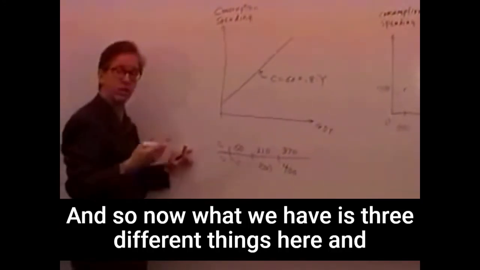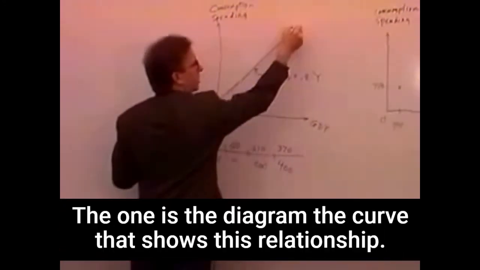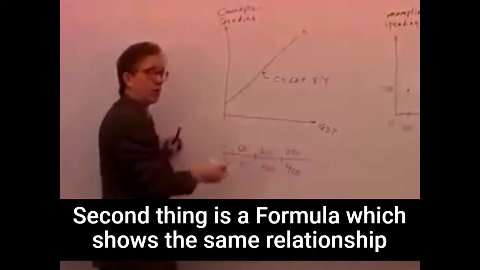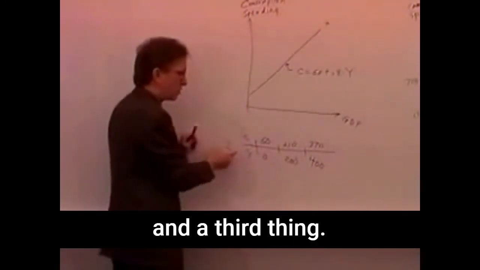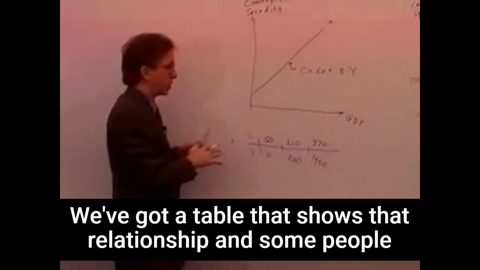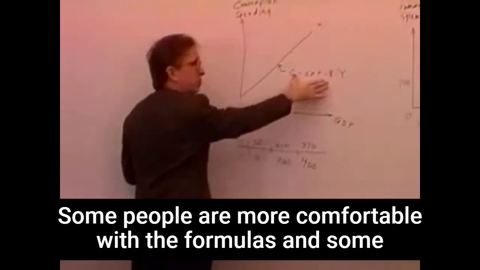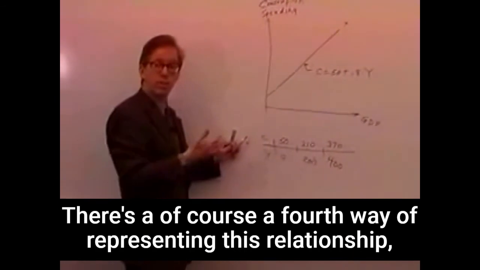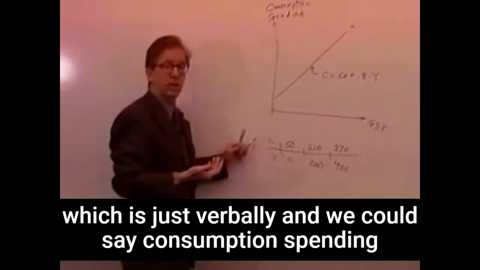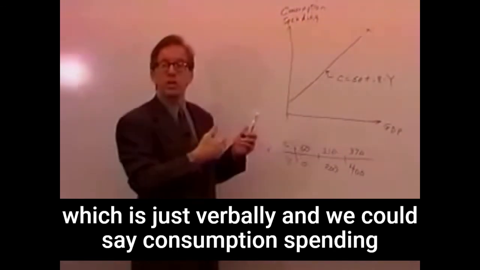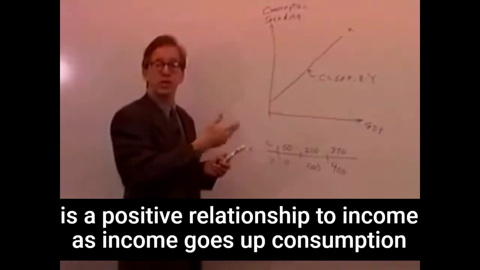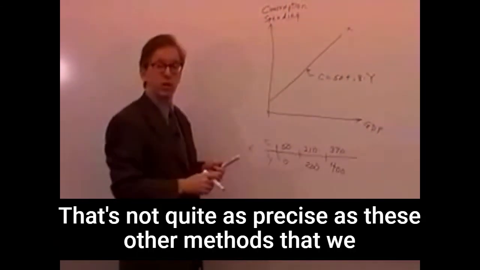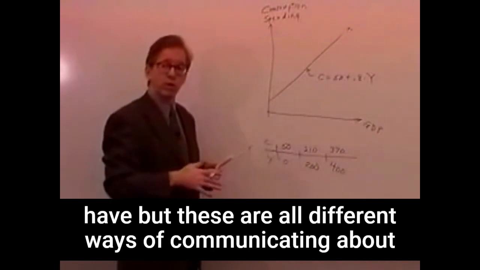And so now we have three different things here, and you can see all three. The one is the diagram, the curve that shows this relationship. The second thing is a formula which shows the same relationship. And the third thing is a table that shows that relationship. Some people are more comfortable with the numbers, some with the formulas, and some with the graph or the line. There's, of course, a fourth way of representing this relationship, which is just verbally. We could say consumption spending is positively related to income. As income goes up, consumption spending goes up. That's not quite as precise as these other methods, but these are all different ways of communicating about this.